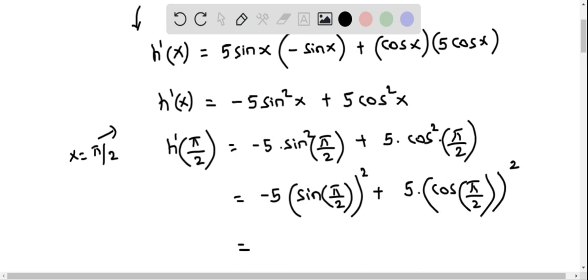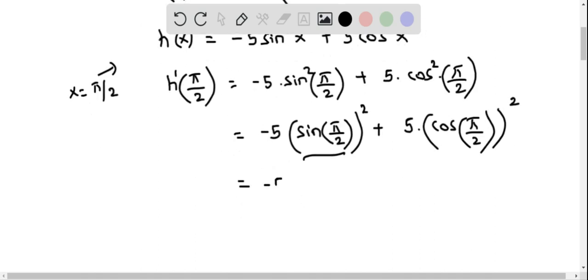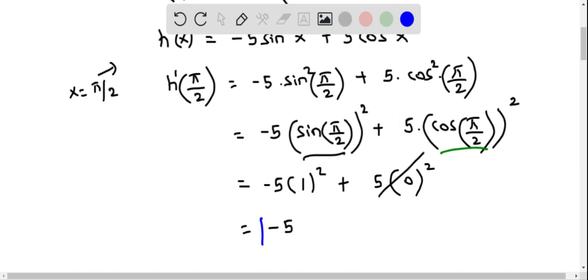Now we know that the value of sine pi by 2 equals 1. So therefore this becomes negative 5 times 1 squared plus 5 times, and the value of cosine pi by 2 is 0. So therefore this becomes 5 times 0 squared. And so this is going to be 0. And here we have negative 5 times 1 squared is 1, and negative 5 times 1 is negative 5. So therefore we found that the derivative of h of x at x equal to pi by 2 equals negative 5.